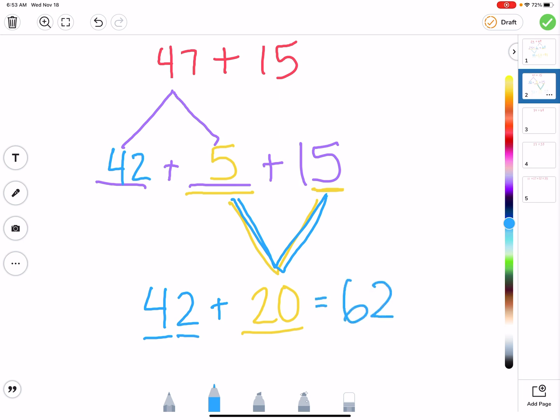Awesome. I hope that helps with the break apart method. Again, this is just a strategy to help you. It's one of lots of strategies we're learning. So if it's not super easy for you to understand, it's okay. We're going to do a lot more with this kind of thinking. It's going to click eventually, okay? And it'll help with your mental math.